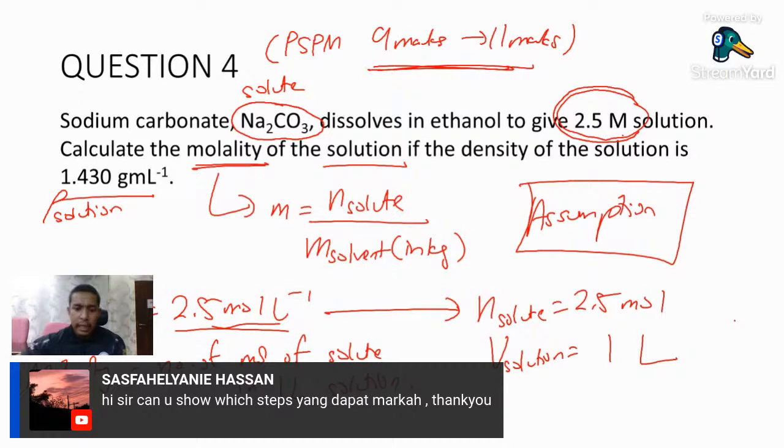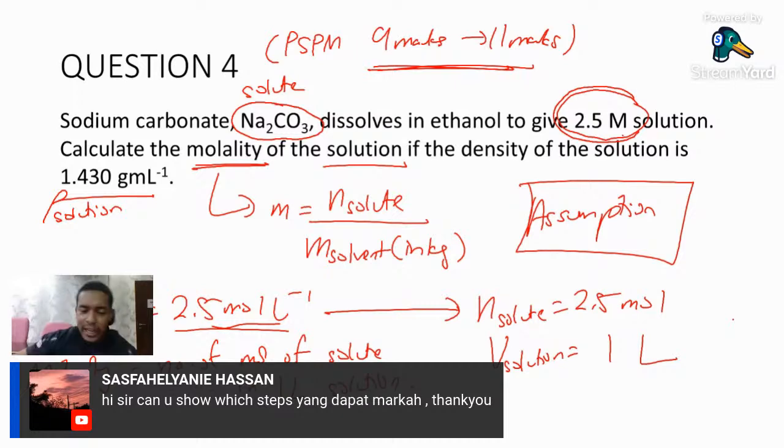Assume logically from given concentration measurement kan sir? Yeah, that's correct. Betul. Assume logically from given concentration. Betul Sir Byron. Betul. Adik Byron. Kena panggil adik dalam ni sekarang. Okay, hi sir, can you show me which step you dapat markah? Thank you. Okay, I will show you after this, okay?